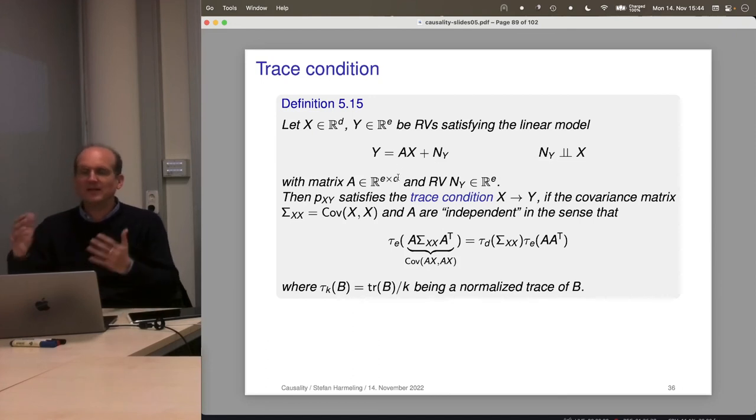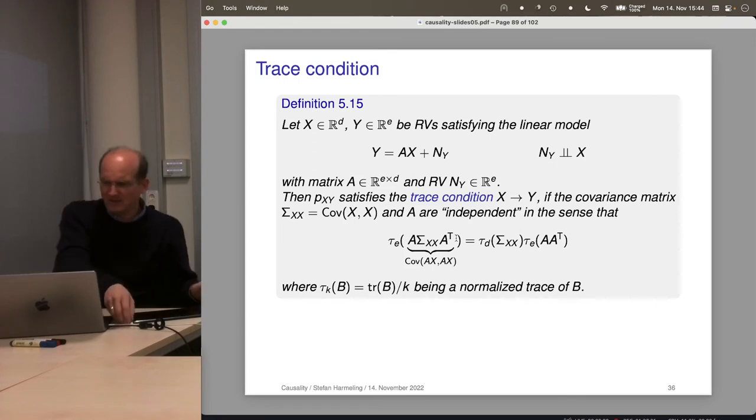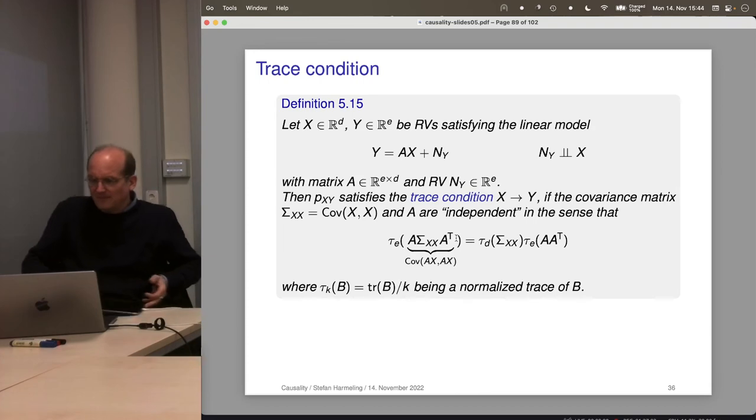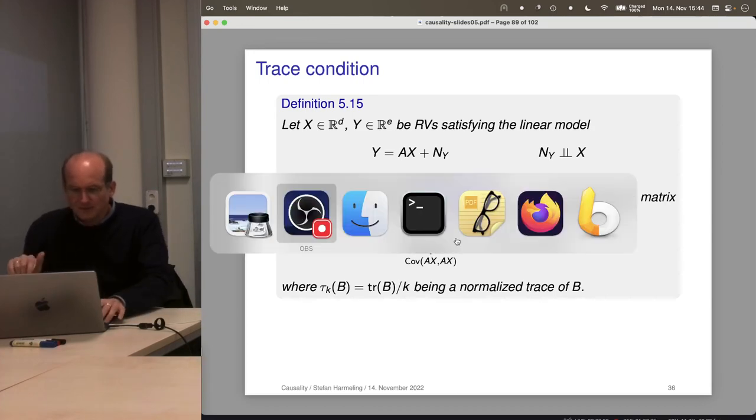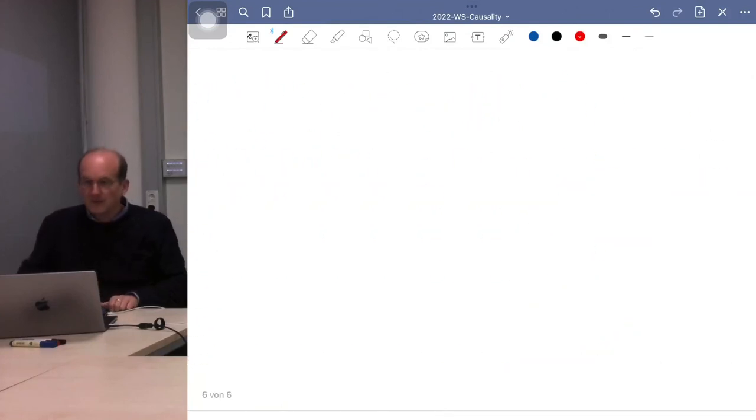Okay, and now how is this independence defined this time? It's about the trace. So basically it's saying the trace of my covariance matrix times the trace of A times A transpose, okay, should be equal to the trace of A times the covariance matrix times A transpose. Okay, why is that interesting? Let me try to briefly explain. I try not to go too much over time, so let me briefly explain it.